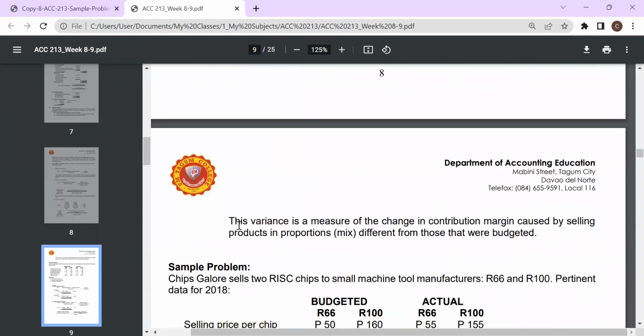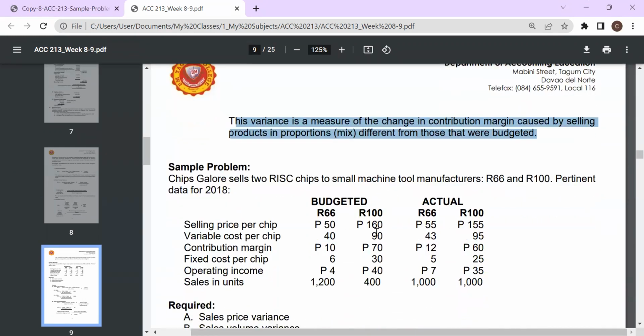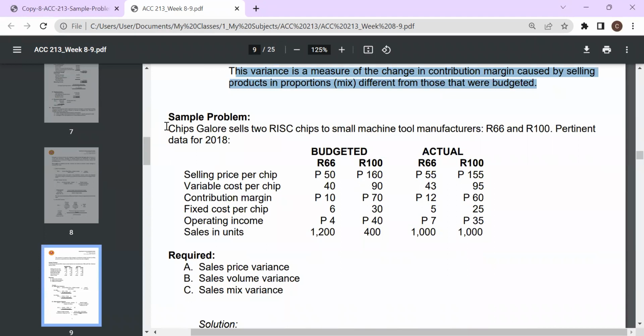So the variance is a measure of the change in contribution margin caused by selling products in proportions, or mix, different from those that were budgeted. Okay, so we have here a sample problem. This is Chips Galore, who sells RISC chips to small machine tool manufacturers. So these are his products, R66 and R100. So pertinent data for 2018 follows.